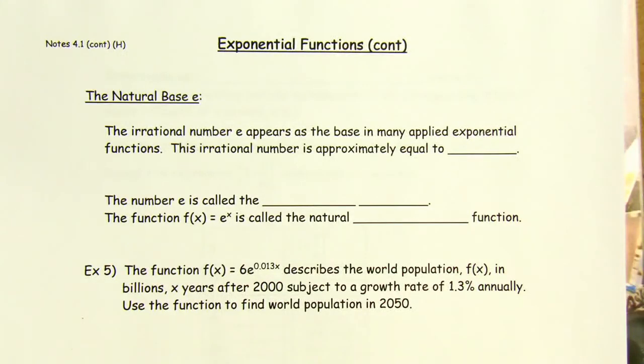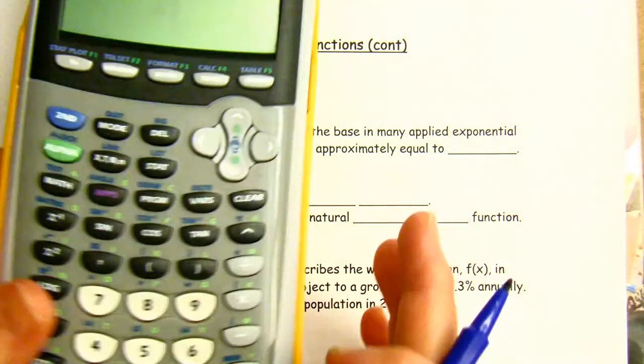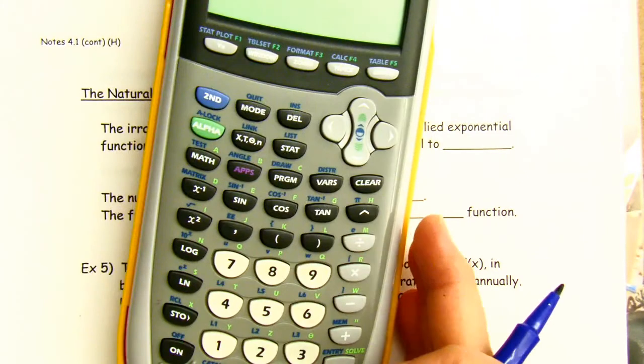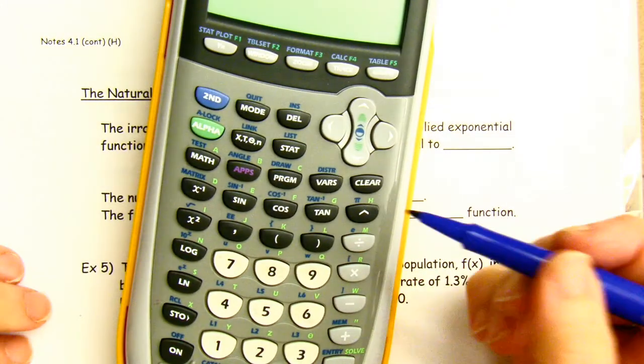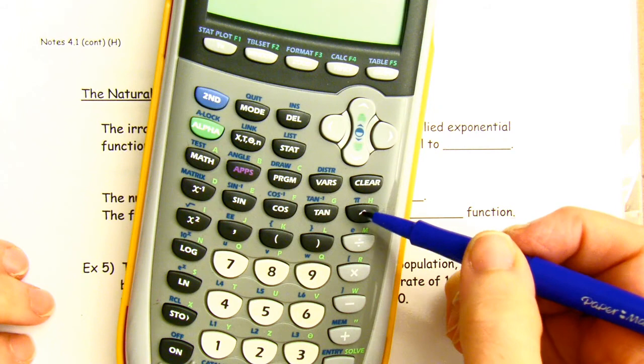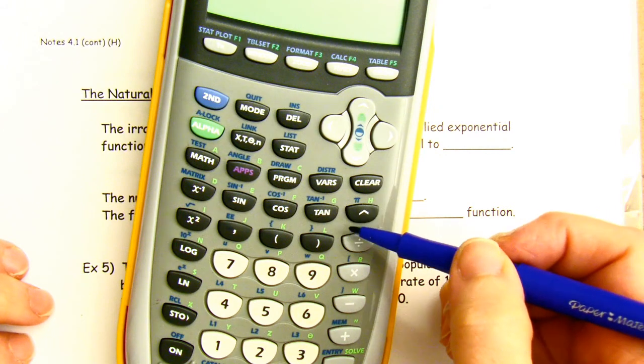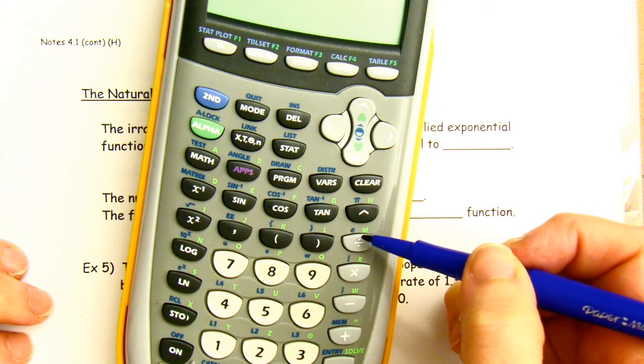Chapter 4, Section 1 continuing on with our exponential functions and talking about the natural base e. e is a number. You can find it on your calculator. It's an irrational number, just like pi. So if I'm looking at the TI 84, you have your pi button here above the caret. And then right here is e, right above the division sign.